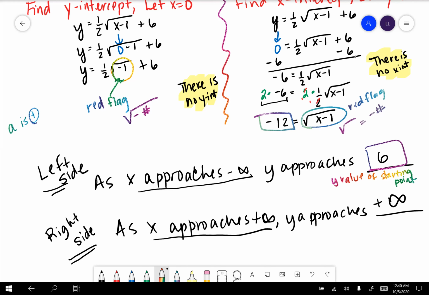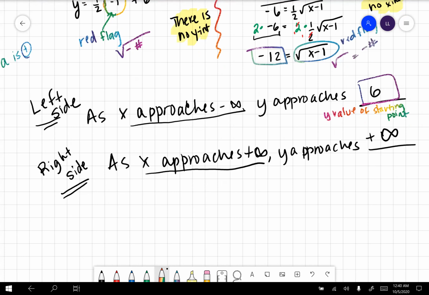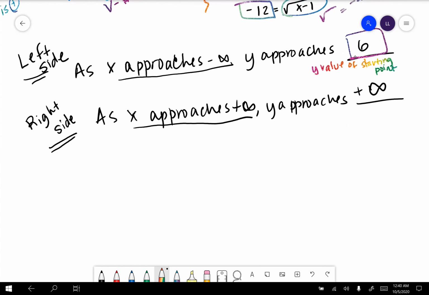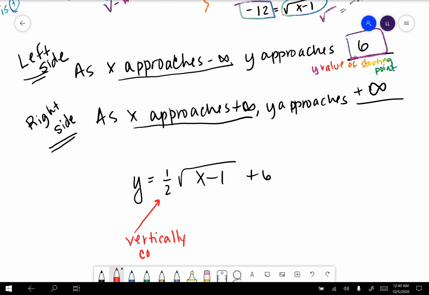Okay. All right. So we are ready to now do the verbal transformation conversation. That rhymes. Verbal translation conversation. All right, so our function is y equals 1/2 square root of x minus 1 plus 6. So we have to talk about what's happening on each part. First of all, this is vertically compressed, because a is between 0 and 1. When a is between 0 and 1, it is vertically compressed.